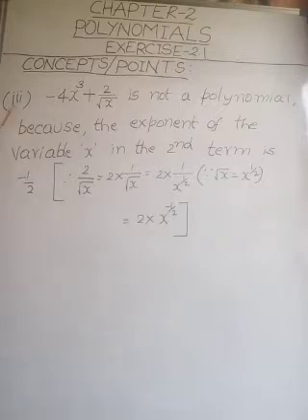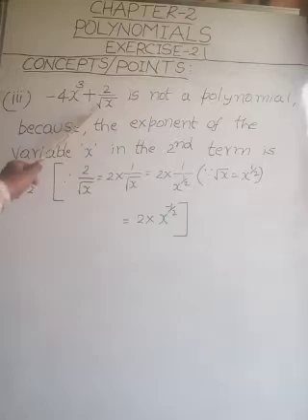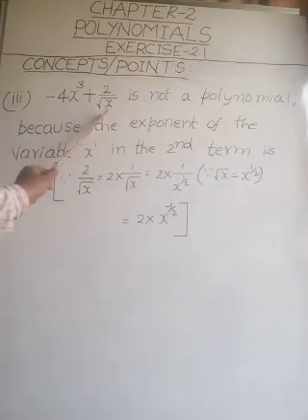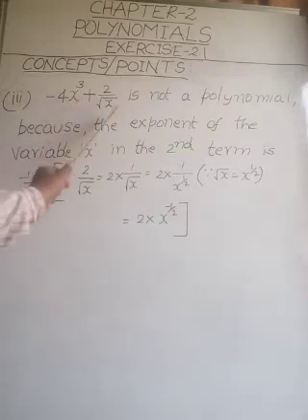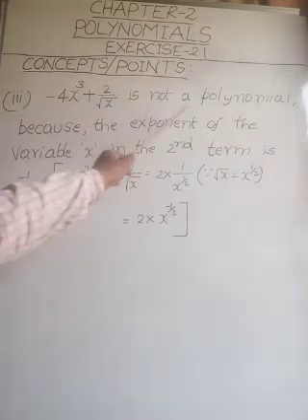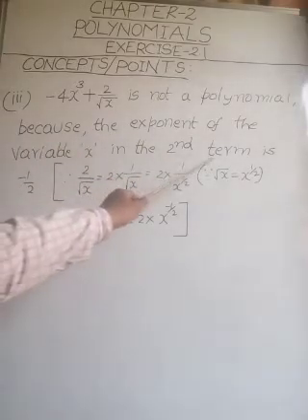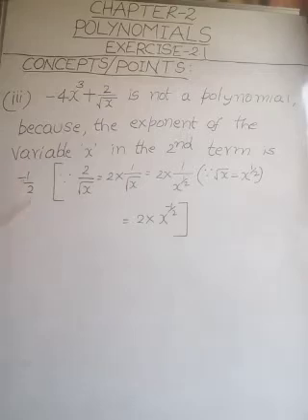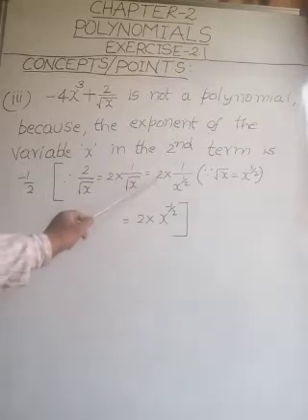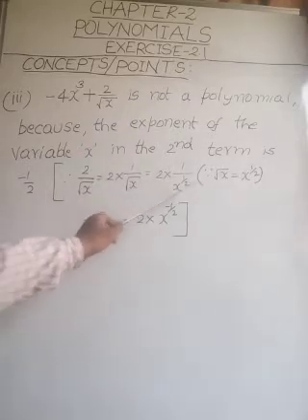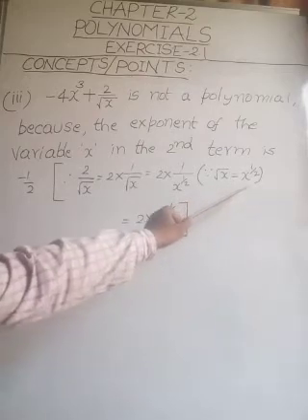Now let us take another example: minus 4x cube plus 2 by root x. This is an algebraic expression, but it is not a polynomial, because the exponent of the variable x in the second term is minus 1 by 2. See here, 2 by root x can be written as 2 into 1 by root x, which is 2 into 1 by x power 1 by 2.